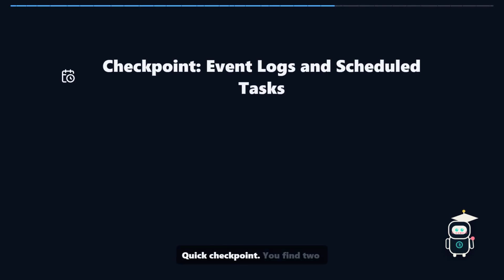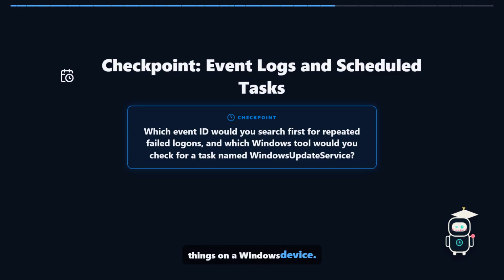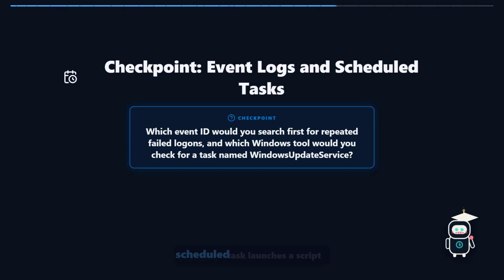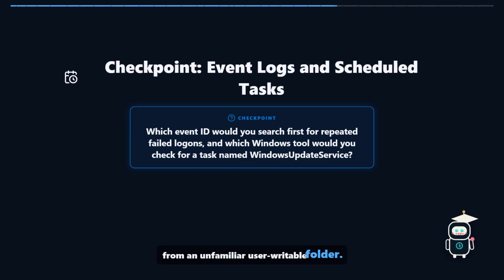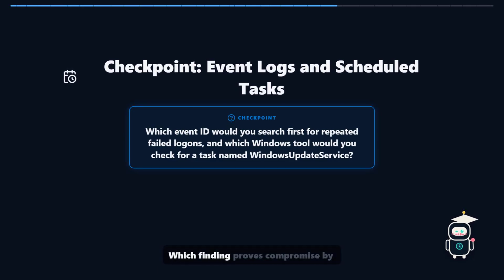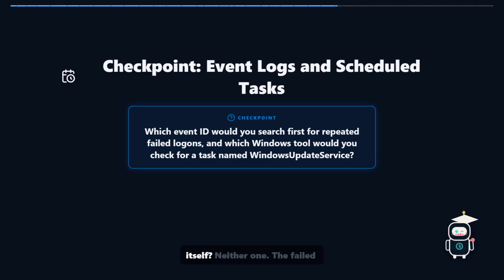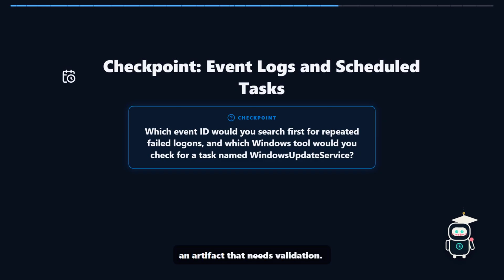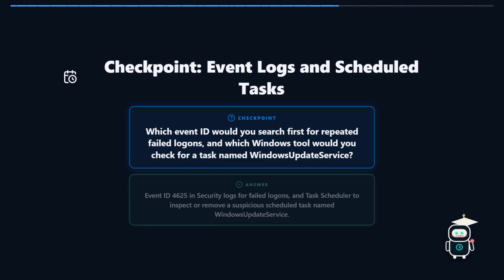Quick checkpoint. You find two things on a Windows device. First, several failed logons appear in the security log from the same source. Second, a scheduled task launches a script from an unfamiliar user-writable folder. Which finding proves compromise by itself? Neither one. The failed logons are a signal that needs context. The task is an artifact that needs validation. What should you do next?